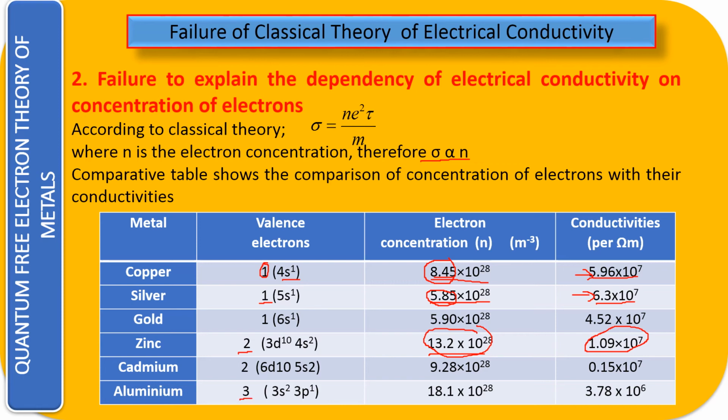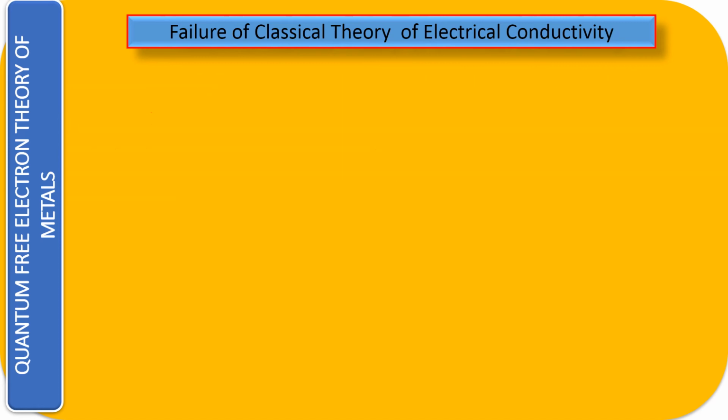Now see the case of aluminium. In aluminium, you have 3 valence electrons, and a huge number of electrons per meter cube, 18.1 into 10 power 28. But now compare the conductivity, 3.78 into 10 power 6, and in the case of silver, 5.6 into 10 power 7, right? So what we are finding is that this theory is not consistent on the number of electrons. It is not consistently able to say that the conductivity is directly proportional to the number of electrons per meter cube, right? So naturally this fails.